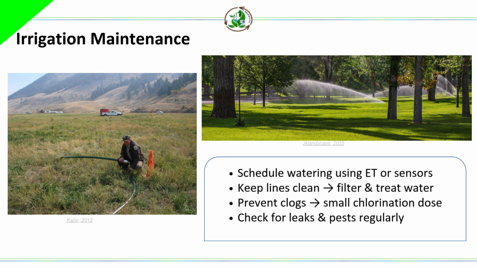Now let's talk about irrigation maintenance, which is key to keeping systems running efficiently. First, it's important to schedule watering using evapotranspiration data or sensors, so plants get water when they need it most. Next, always keep the drip lines clean by using filters and treating the water if necessary. This prevents blockages and ensures water flows properly. To further prevent clogs, some systems use a small chlorination dose to control algae or bacterial growth inside the lines. Finally, it's important to check for leaks and pests regularly, because even small problems can waste water and reduce system effectiveness. Proper maintenance ensures the irrigation system is efficient, long-lasting, and reliable for your plants.